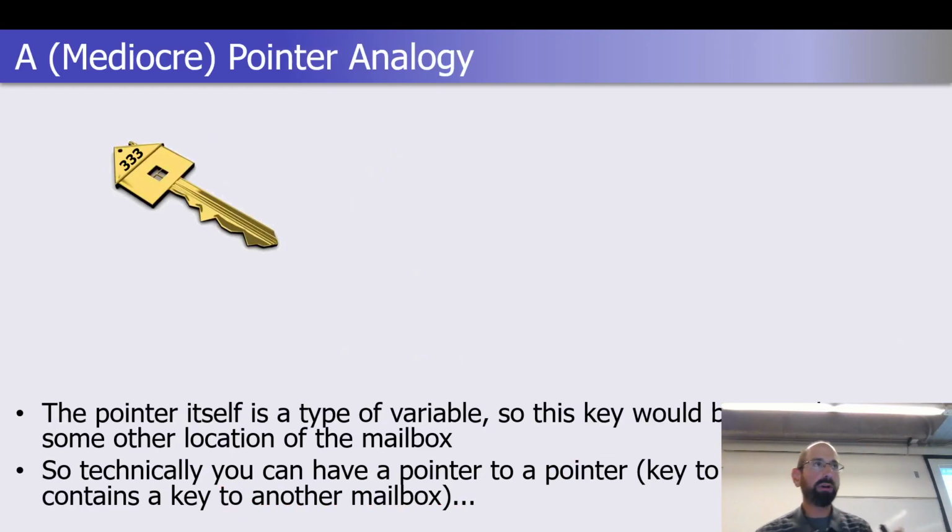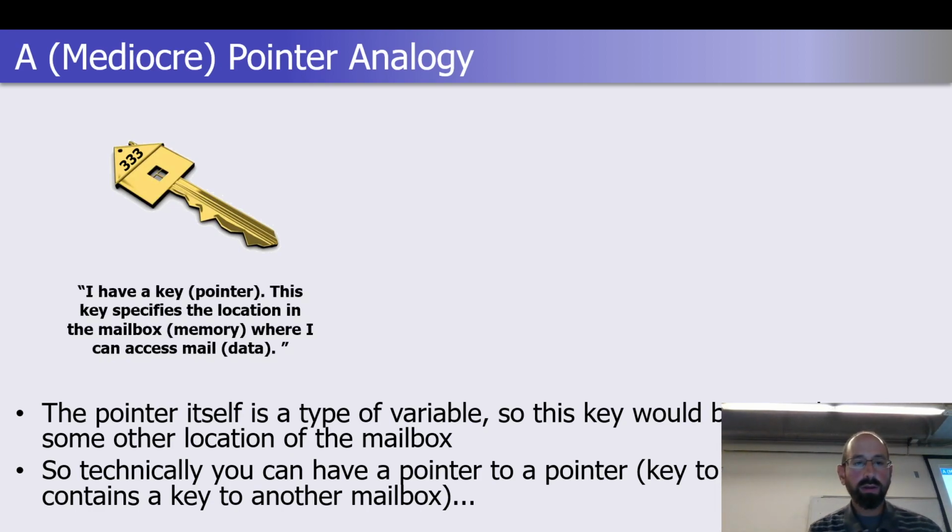Here's my mediocre pointer analogy. Our previous analogies have not worked all that well. I have a key. That's our analogy to a pointer. It usually specifies the location in the mailbox or in memory where I can access mail or access data. So the 333 is labeled on the key. That is the value of the pointer. We usually don't care what that value is, but we know there is a value. It corresponds to one particular mailbox, one particular location in memory.